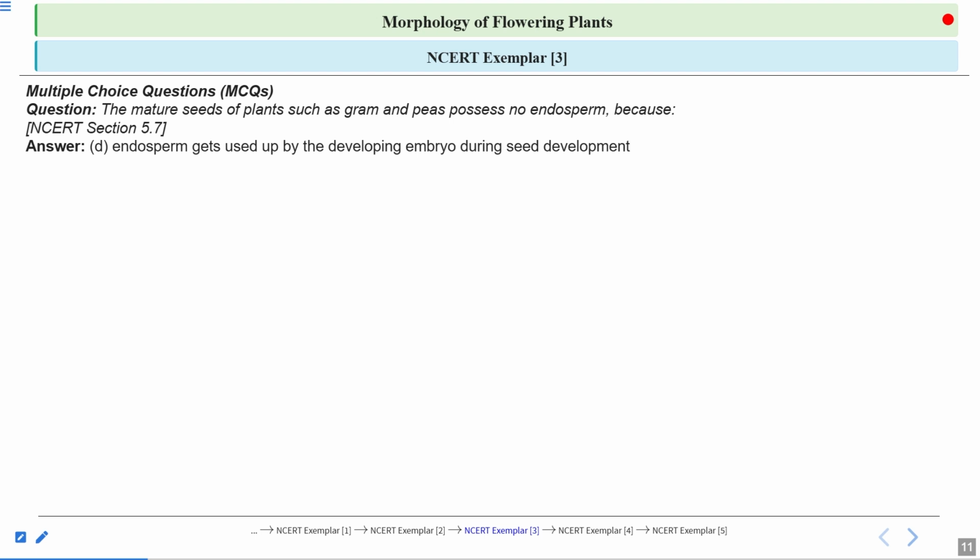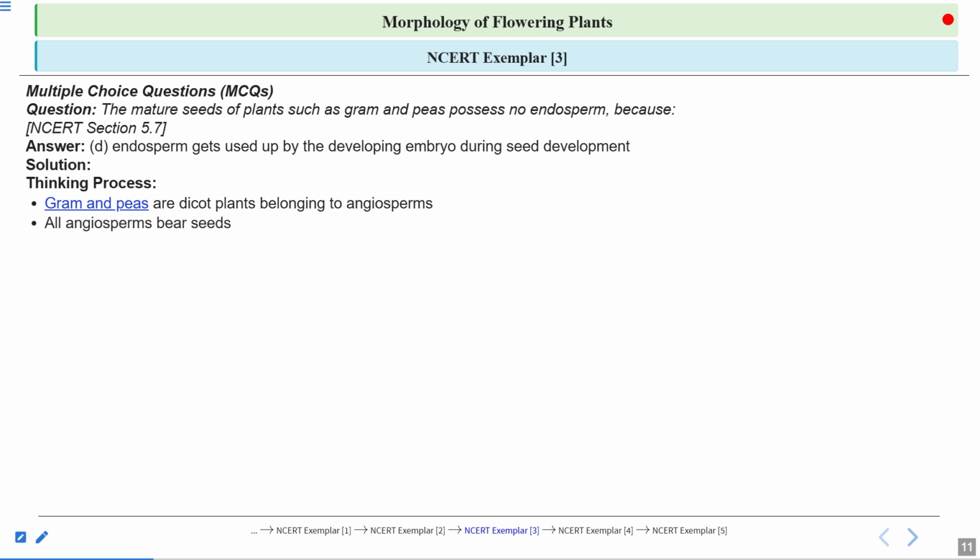In the endosperm. So, in seeds like gram and peas, all the endosperm gets used up. Basically, in the dicot seeds, right? Let us see the solution. Gram and peas are dicot plants, belonging to the angiosperms. Yes, they have two cotyledons, so they belong to the dicot type of plant, right?